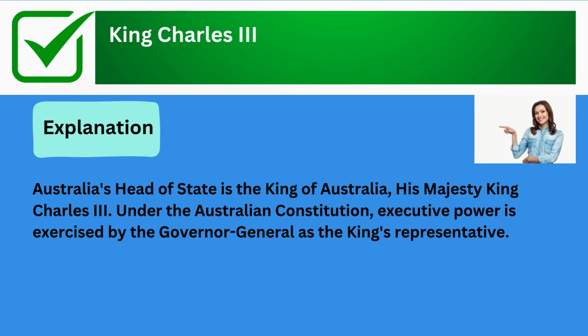The correct answer is King Charles III. Explanation: Australia's head of state is the King of Australia, His Majesty King Charles III. Under the Australian Constitution, executive power is exercised by the Governor-General as the King's representative.